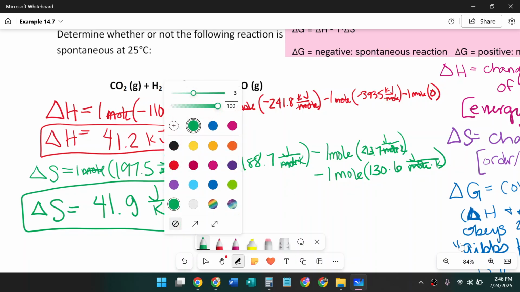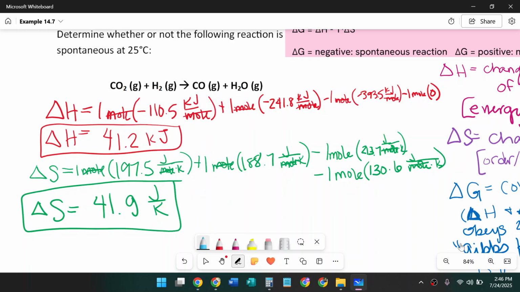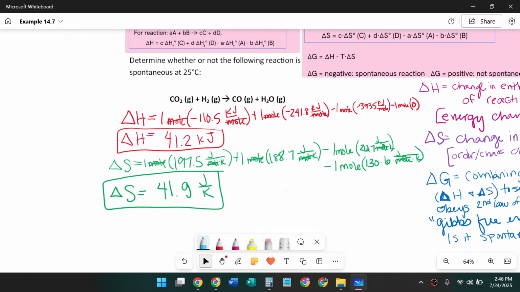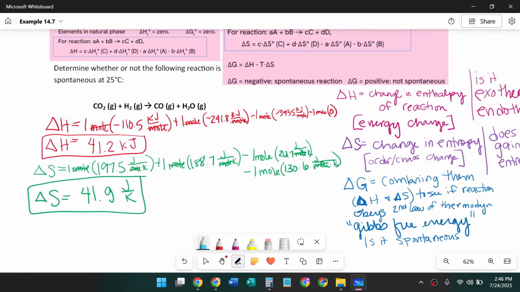Let's change color so we can keep track of where we are. All right, so for our change in G, we're going to use this equation right here that we've just recently learned. So our change in G is the change in H minus the T times change in S.